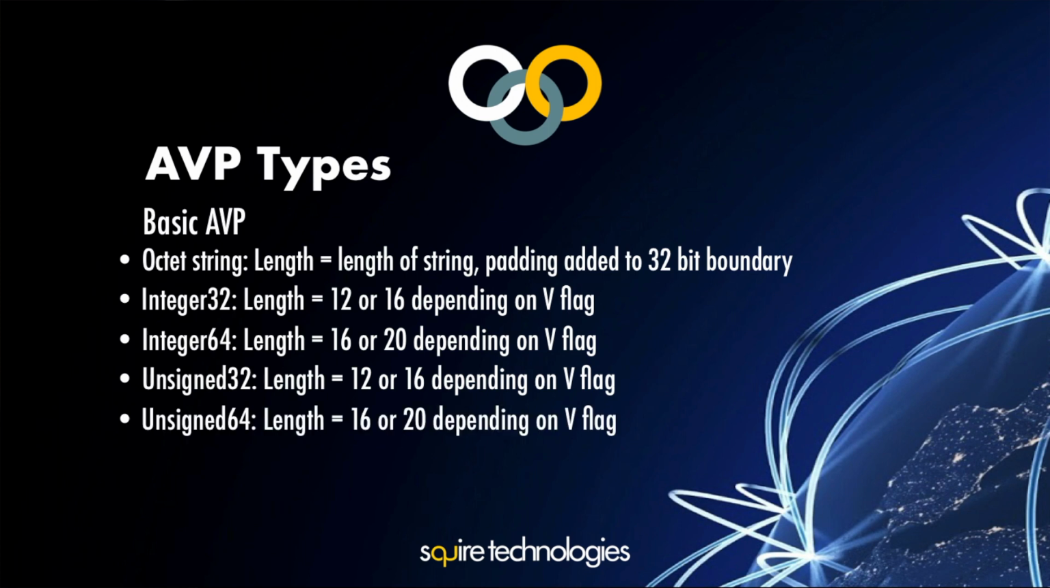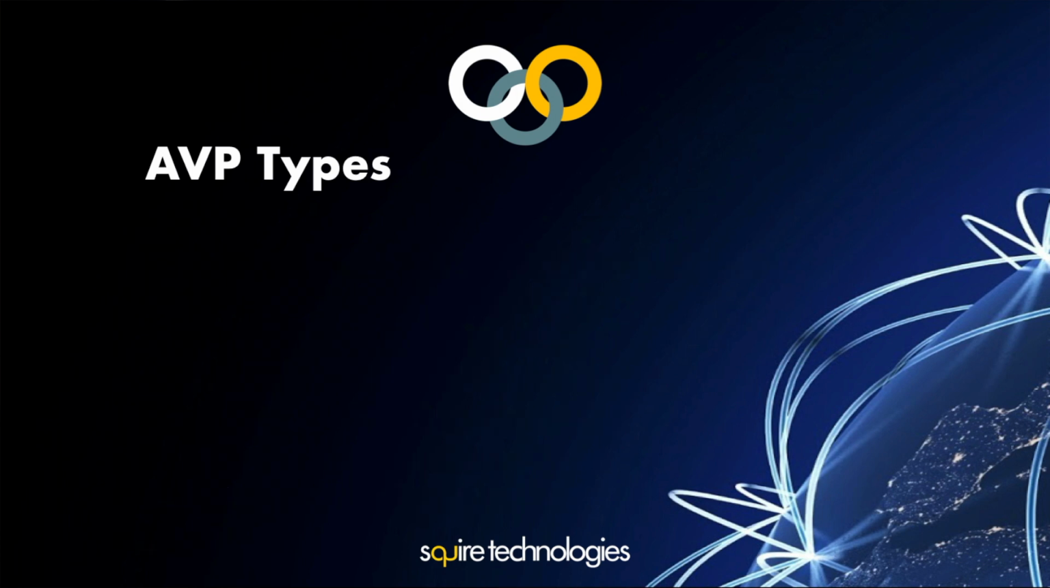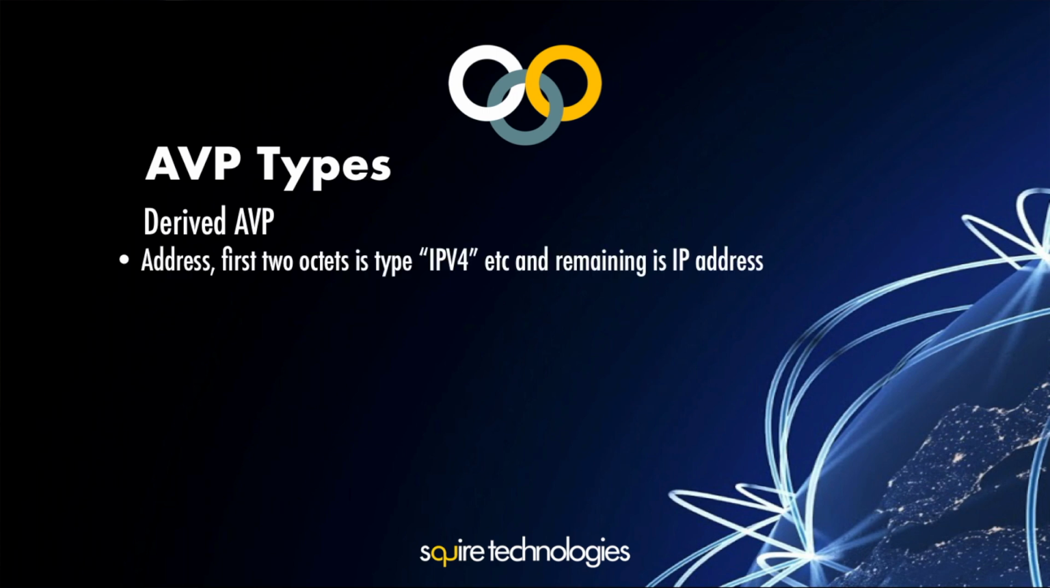64-bit integer, unsigned 32, unsigned 64, float 32, float 64, and a concept of grouped messaging, etc. What they've also said, you can derive from the octet string other particular types of AVP. So they have the address, where the first two octets tell you what type of address it is. Is it an IPv4 address? Is it an IPv6 address? I think there's 20 or 30 different types of addressing it can be.